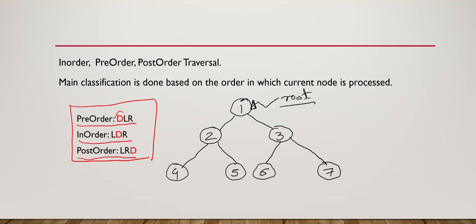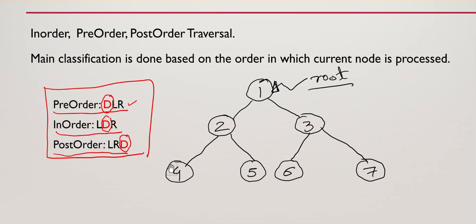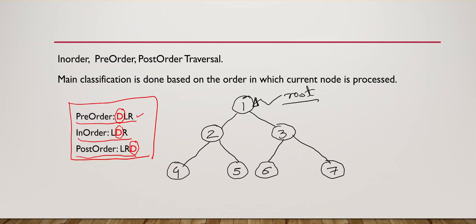You can see that D is highlighted in red, and this is the position when the current node is processed. In case of pre-order, the current node is processed before the left subtree and the right subtree. In case of in-order, the current node is processed once the left subtree is processed. In case of post-order, it is done at the end. That means first the left subtree is processed, then the right subtree is processed, and then the current node is processed.